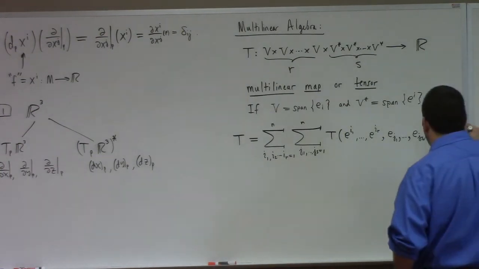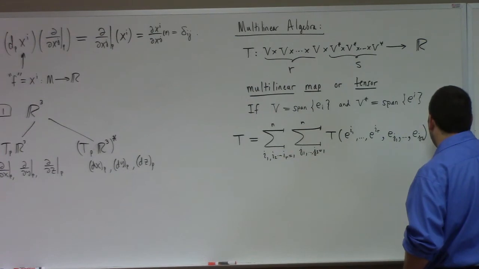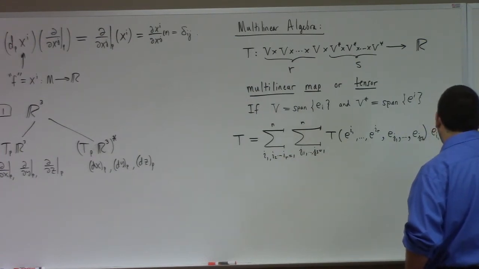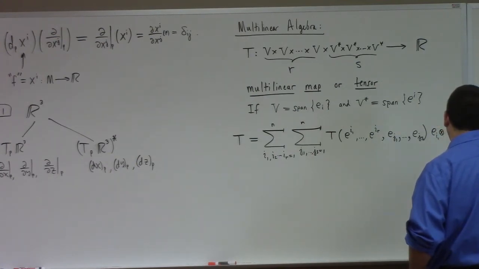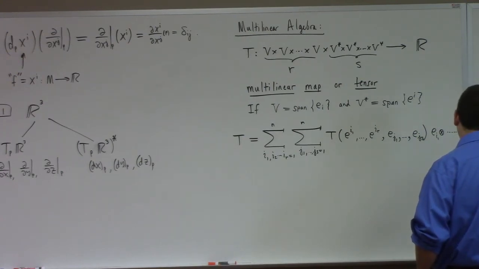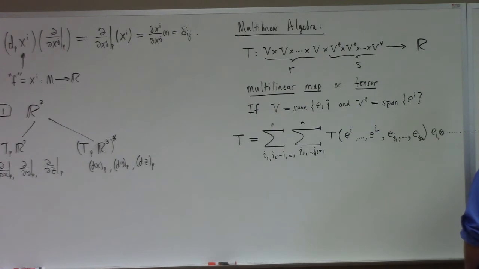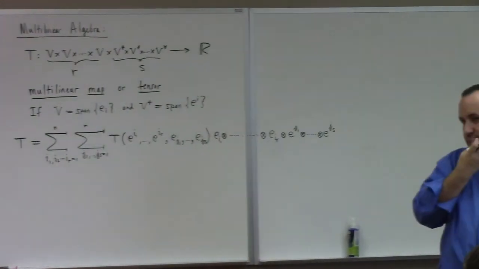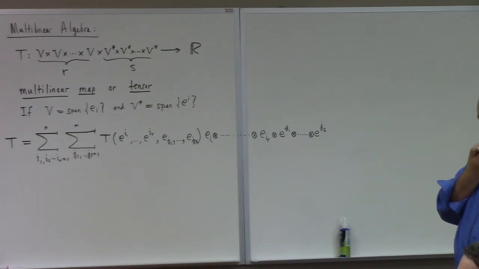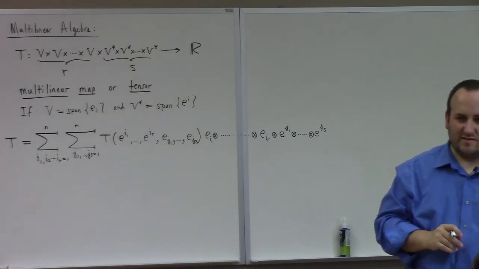And then, in fact, we can meaningfully write over here E i1 tensor ... tensor E lower iR tensor E j upper 1 tensor ... tensor E j upper S. In this kind of stuff, we tend to use E i as an arbitrary basis. I know it's at odds with using it as a standard basis, I'm sorry.